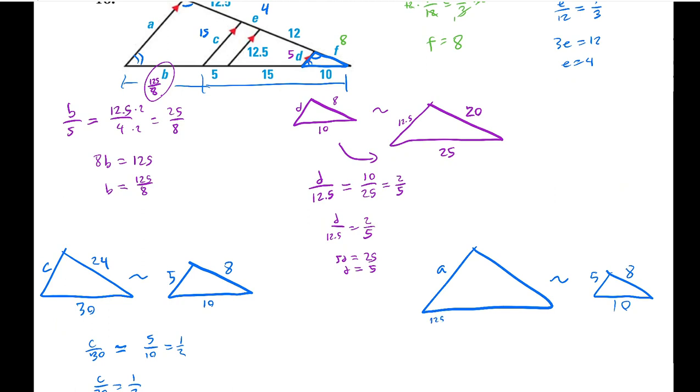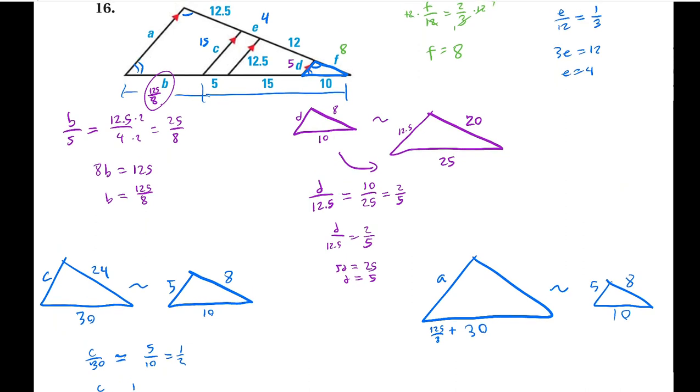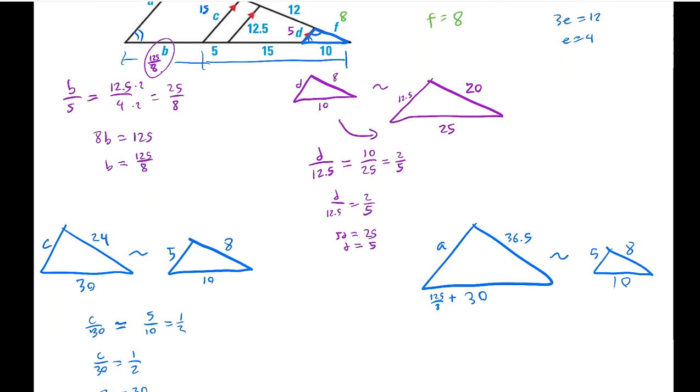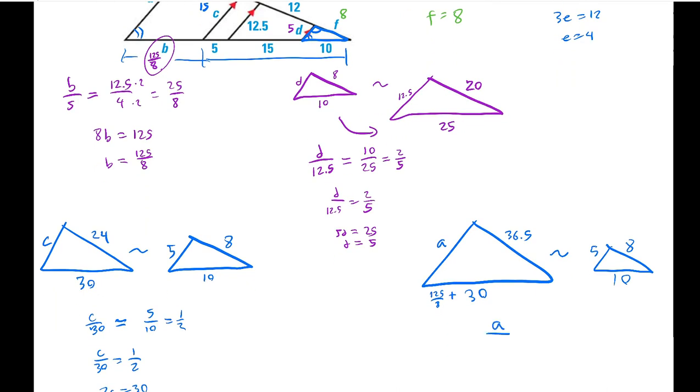Okay, so the whole bottom, oof, it's no fun, right? It's 125/8 plus 20 plus 30. I don't want to deal with that one. And the top one is 24 plus 12.5, so it's 36.5. Just double check: that's 24.5, 28.5, 36.5. Yeah.